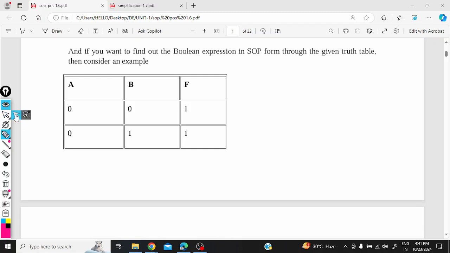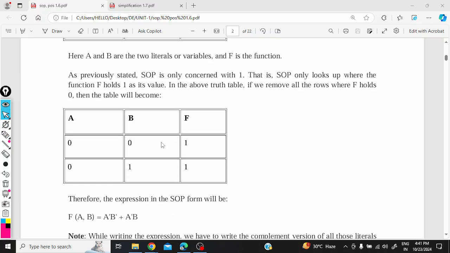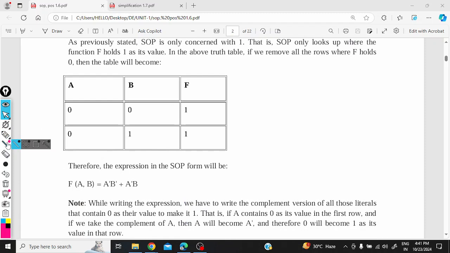Similarly, if I have another truth table, you can clearly see my function is telling the output as a dash b dash plus a dash b. This is a dash b dash, and this is a dash b. So this is how we represent our outputs for sum of products.